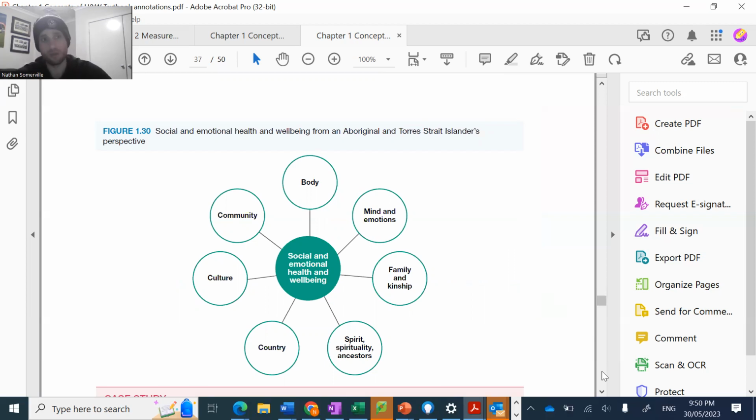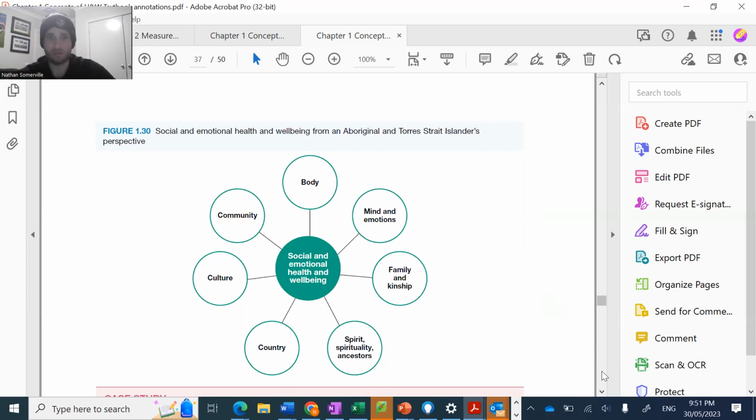Right. So the third component of First Nations people's health and well-being is the concept of social and emotional health and well-being. So this is the 7 characteristics that encompass social and emotional health and well-being: community, body, mind and emotions, family and kinship, spirit and spirituality, country and culture. So these 5 concepts, you'll notice that they're very communal and holistic in terms of how they're presented.